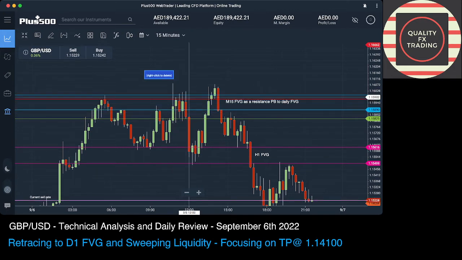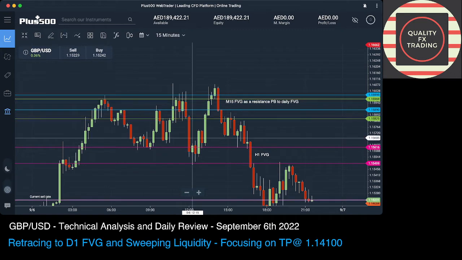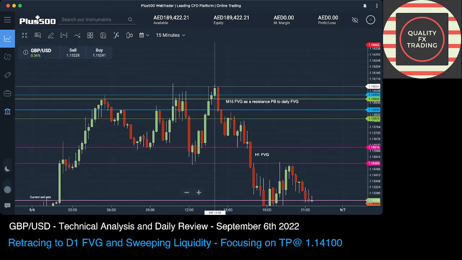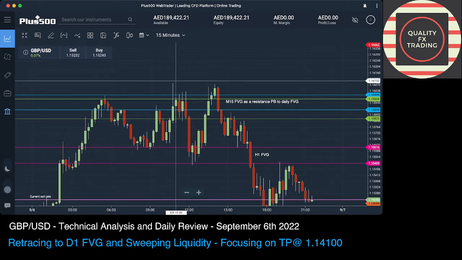15 minutes displacement with fair value gap to the downside, breaking the market structure, and that's why this price never went above this high. So a stop loss above this high was the perfect stop loss and the most protected stop loss.